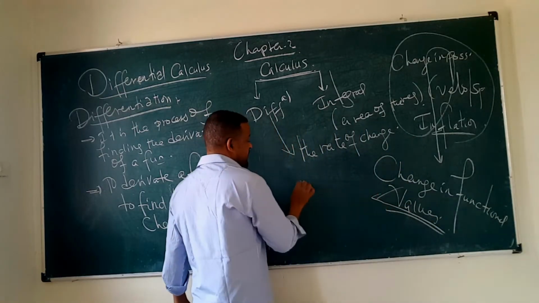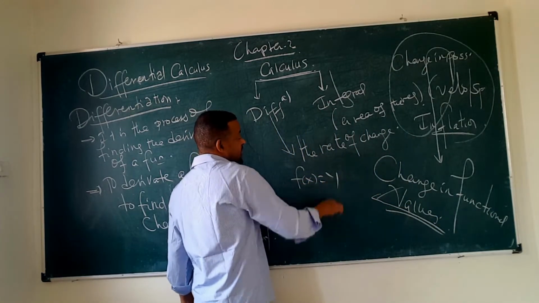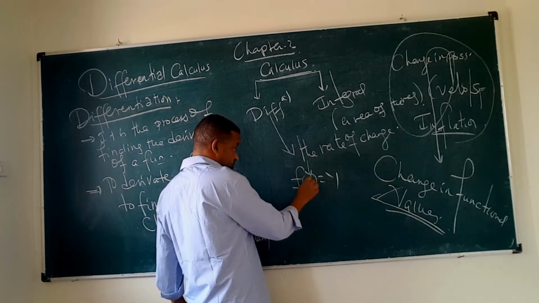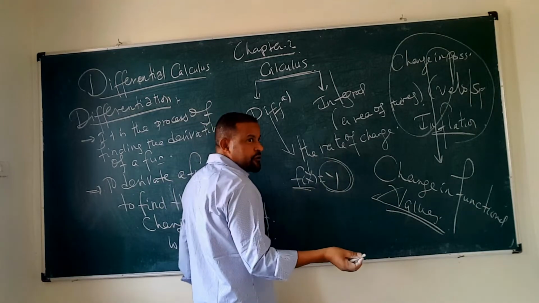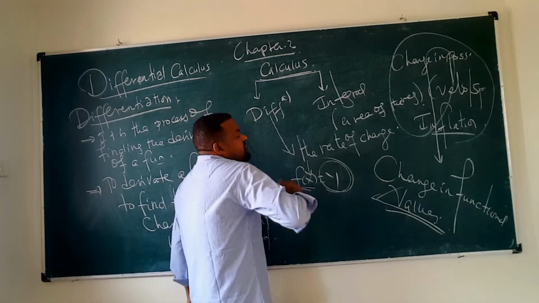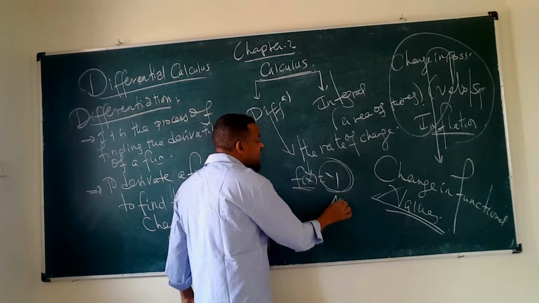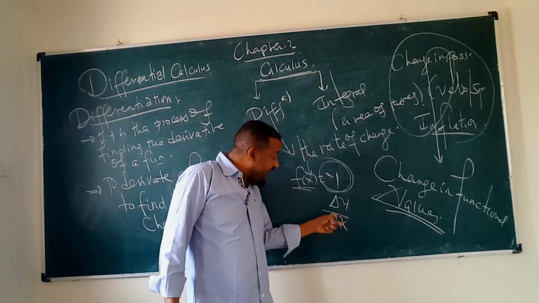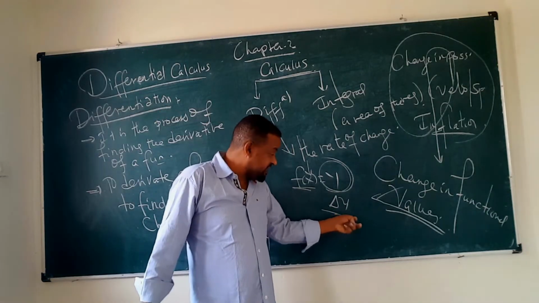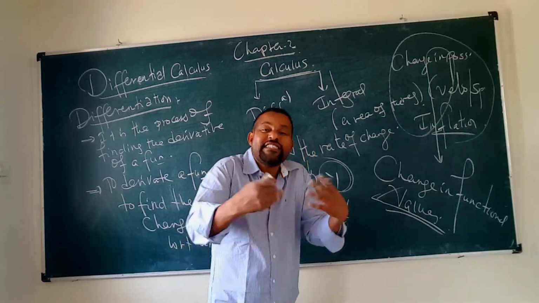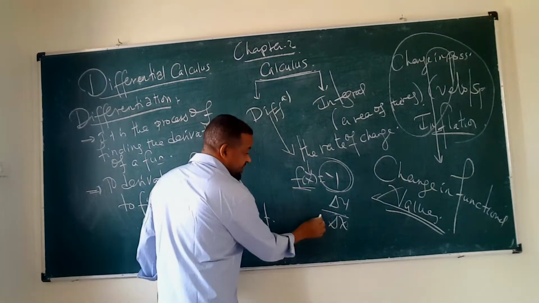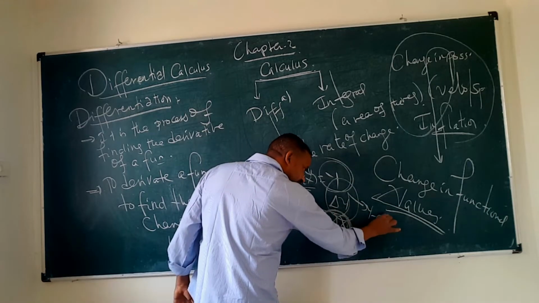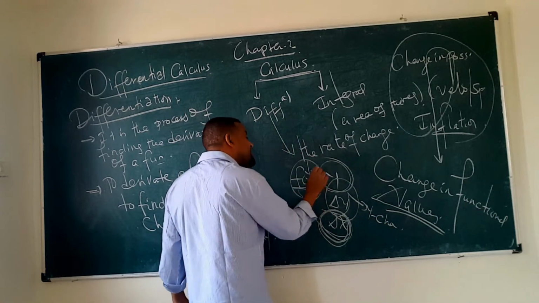Now look, f of x is equal to y. The functional value means that we put in an input and the output is y. So the change in functional value means the change in y over the change in x. When there is a change in x, at what rate does y change? That means, at what rate does the value of the function change?